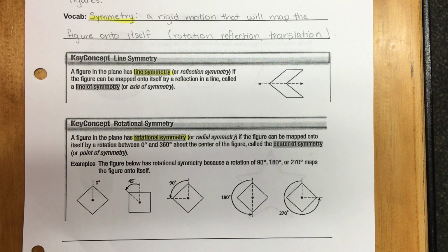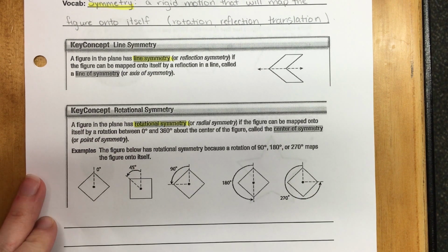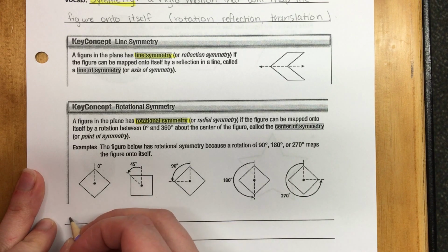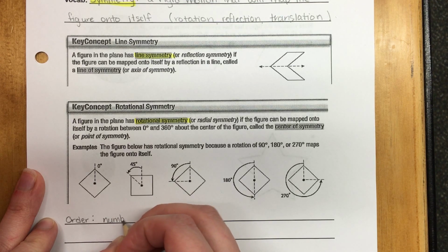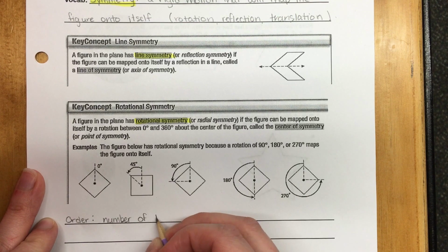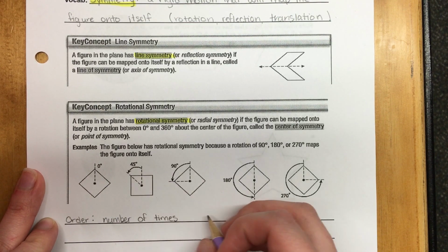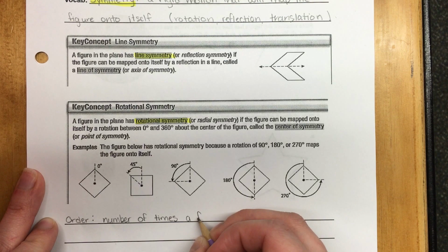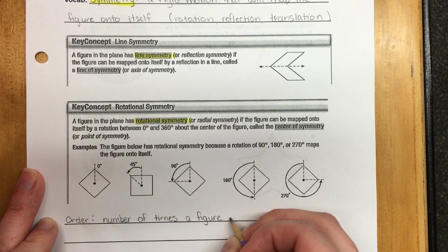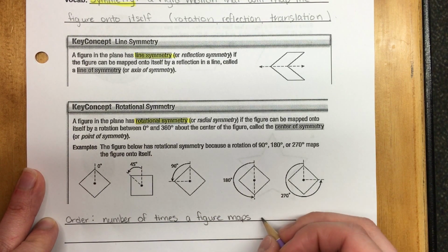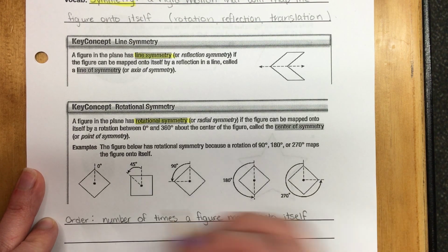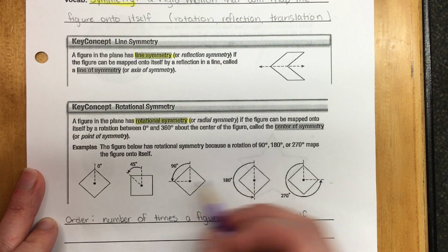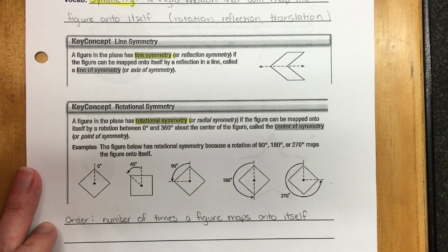symmetry. Two things that we identify when we identify rotational symmetry is our order of symmetry, which is the number of times a figure can map onto itself when we rotate it. So if we look at our example here, I can rotate this 4 times. It's a square, it rotates 4 times. So its order would be 4.